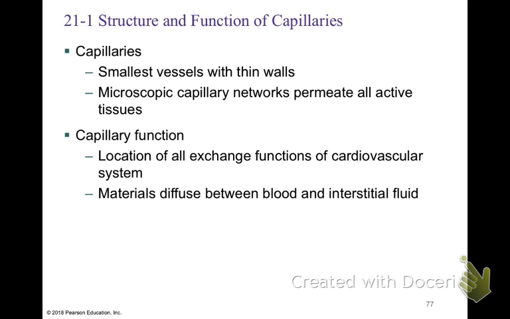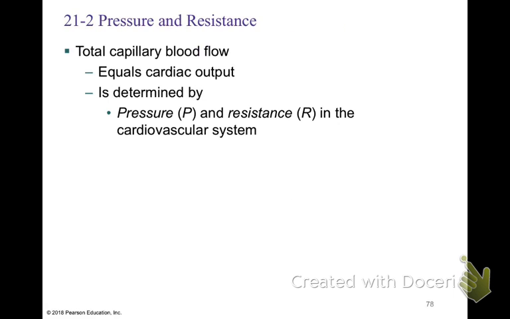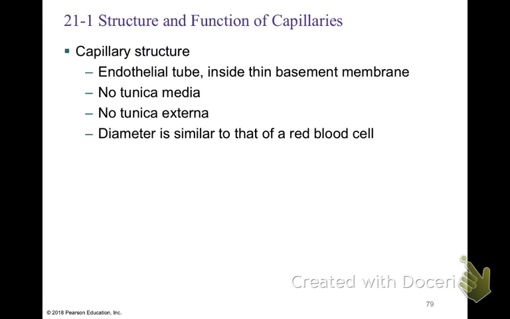Right? So reviewing the structure of capillaries, they're very small. They have the thinnest walls. They have only an endothelial layer. But they have a lot of blood flow. Remember how high their total cumulative cross-surface area was. So the total capillary flow from one moment to the next is about equal to the cardiac output. And like all parts of the circulatory system, pressure and resistance are going to determine flow.